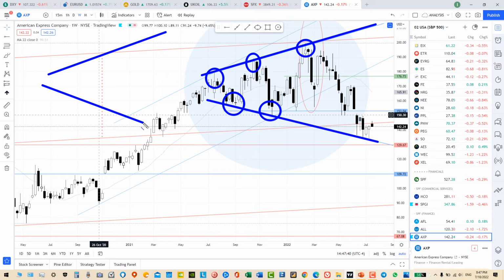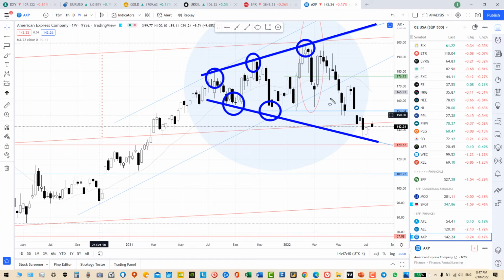There are various styles of this broadening formation. It may come like this, or it may come like that, but this is the classical one. This is the classical style. In general, a broadening formation doesn't have a minimum target. Instead, after the completion of the pattern, a crash may take place.